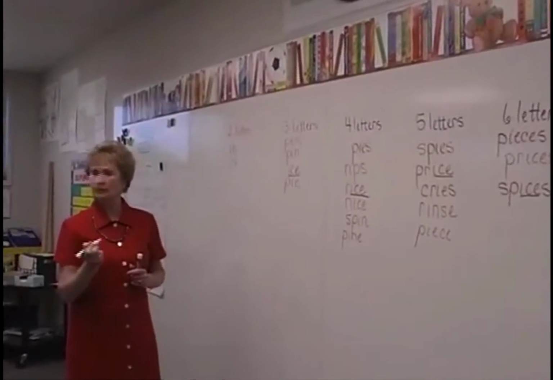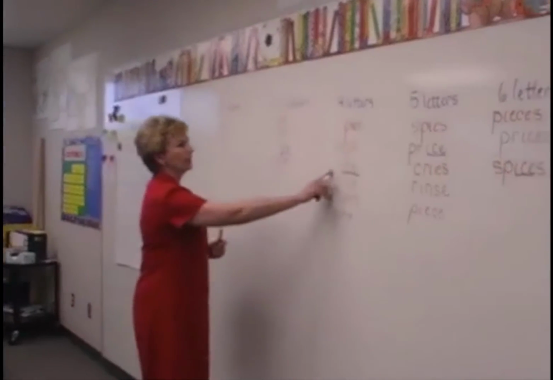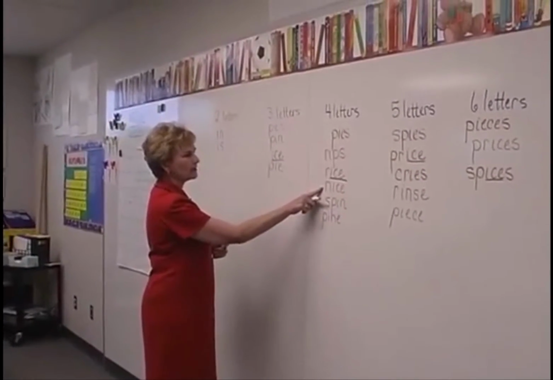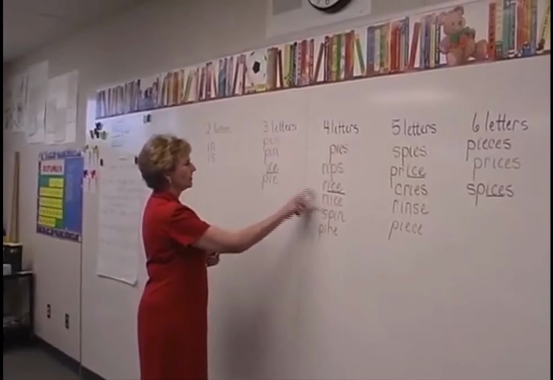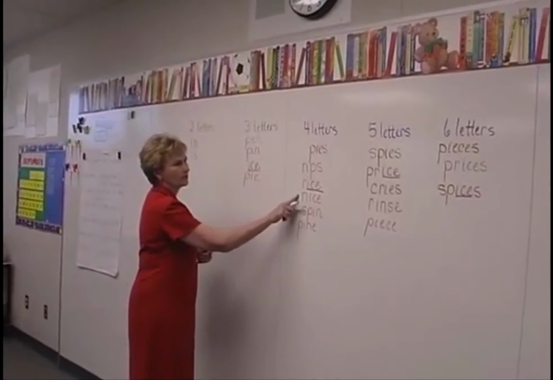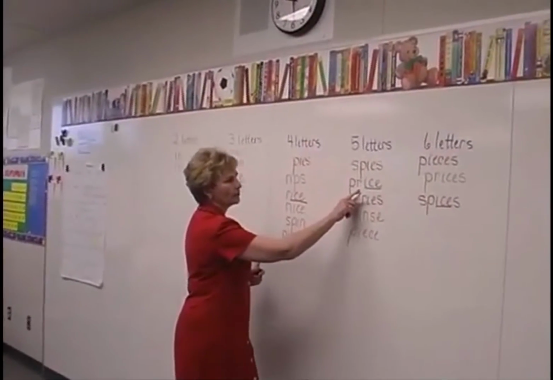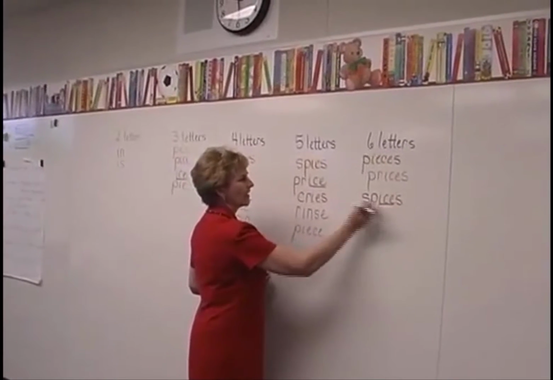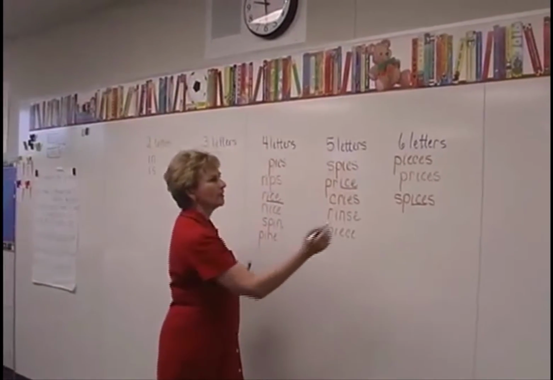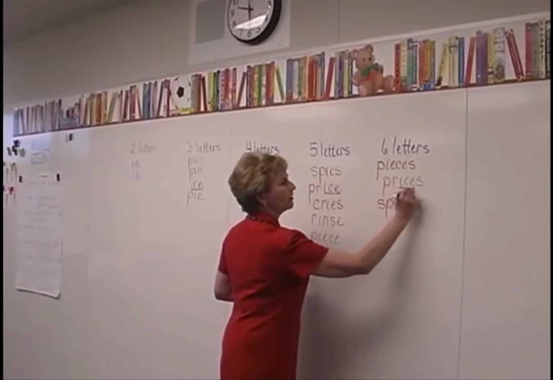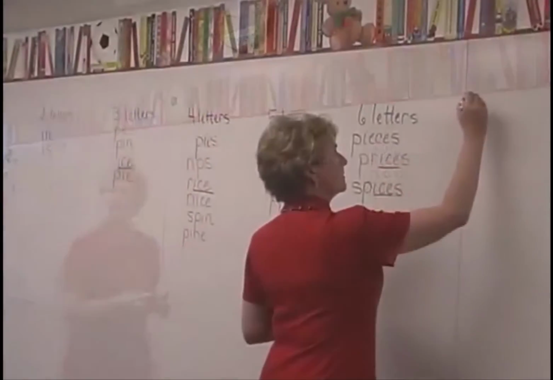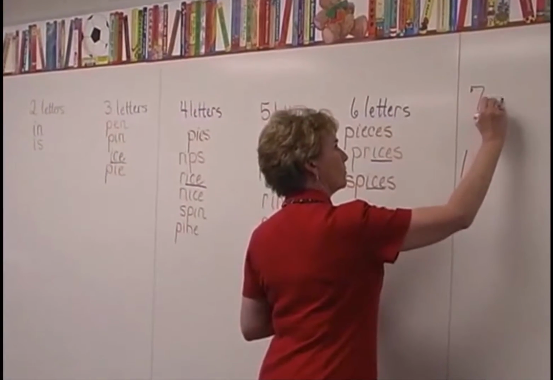Say it again. Four-letter words, we had rice, nice. We could really build on that by adding a consonant. And when we're looking at word patterns, we can look at that and we know how to sound that out and then build on it. And here we have it up above as well. Seven or more.